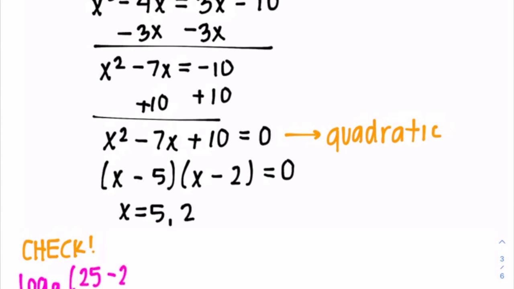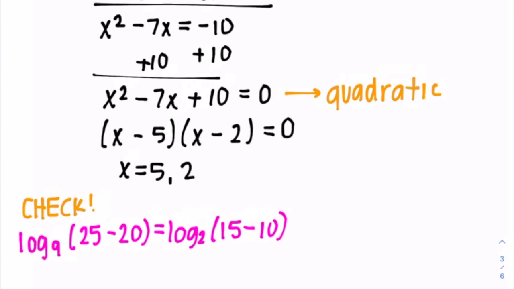So when we plug in 5, we get log base 9 of 25 minus 20 equals log base 9 of 15 minus 10. When we simplify that, we get log base 9 of 5 equals log base 9 of 5. So x equals 5 is a solution.